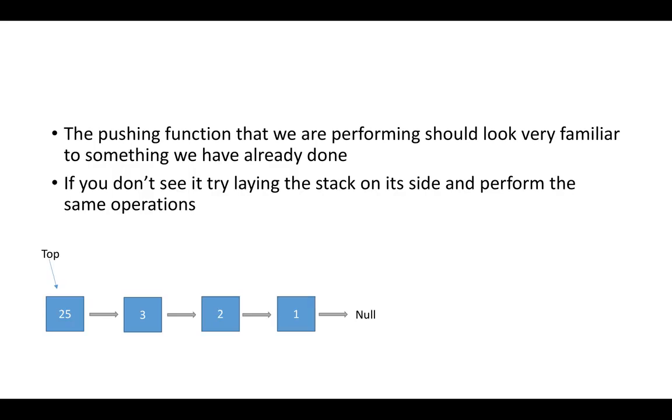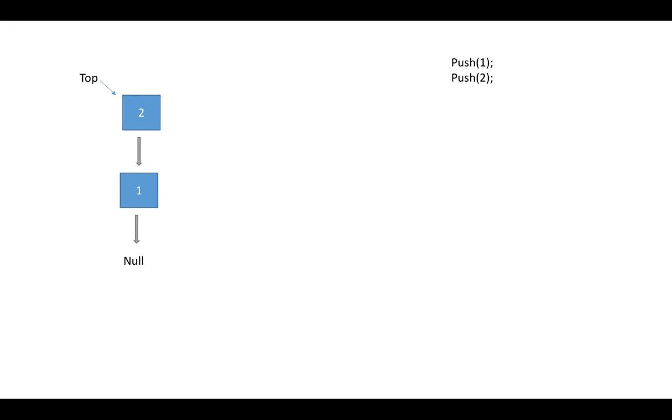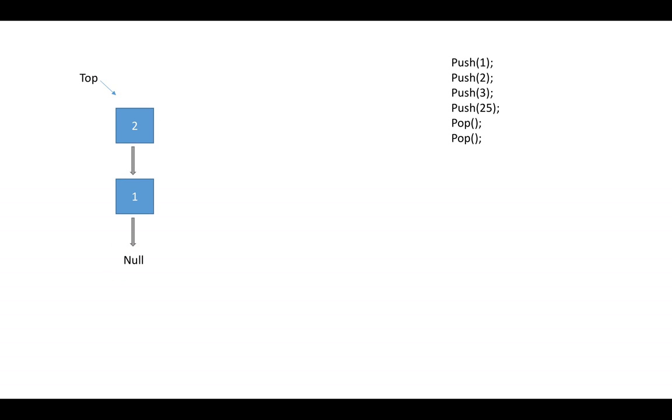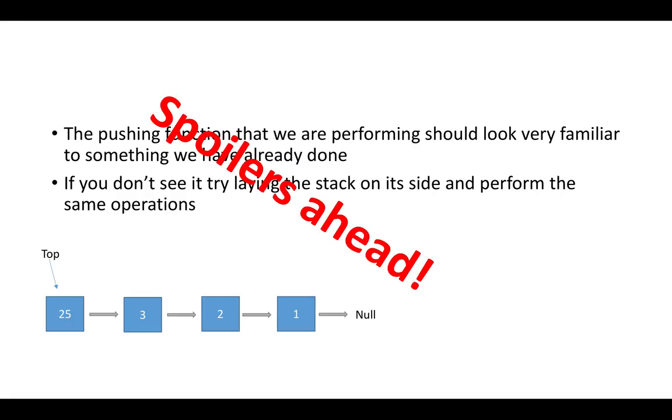Okay, now the pushing and popping we're doing should actually look pretty familiar to something that we've already done in the class. Okay, if you don't necessarily see it from just looking at this diagram, try taking this diagram and basically laying it on its side, so instead of looking like this stack, we see it like a normal linked list would be. Okay, and if you want to try to think about what this looks like, take a minute, pause the video, and think about what this push and pop operation actually look like, and what are they that we've already done.